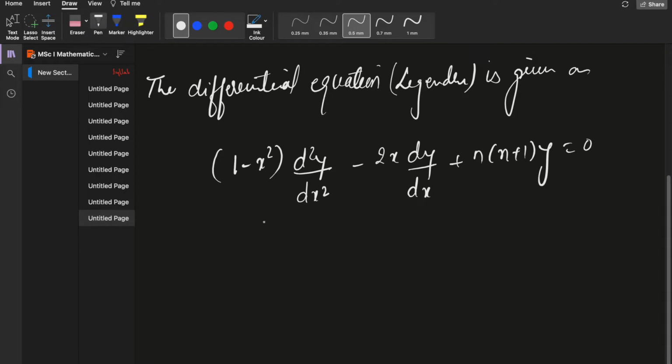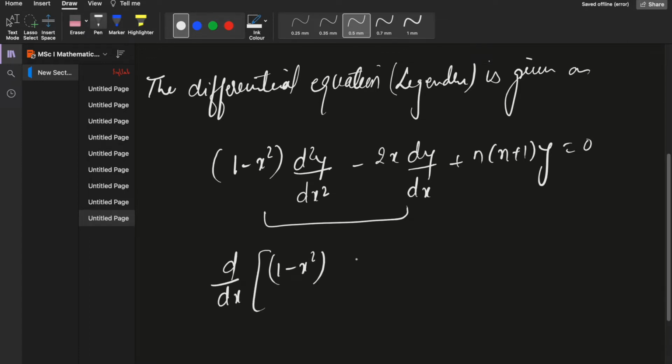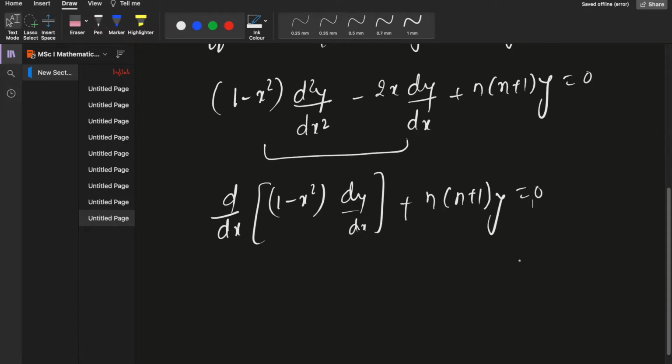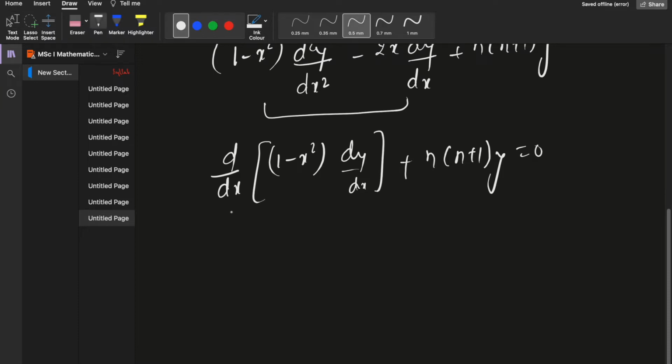So these two terms I can write as d upon dx of (1 minus x square) dy by dx, plus this as it is, n(n plus 1) y is equal to 0. How? Just let me do it. Okay, let me explain why I wrote this one.